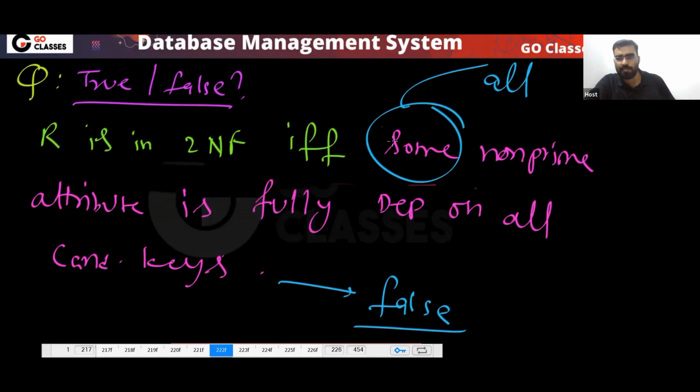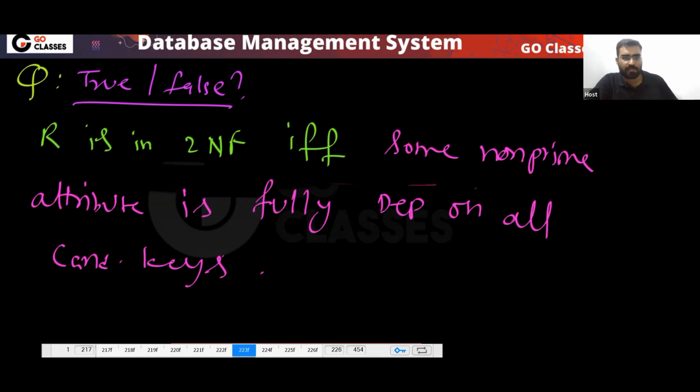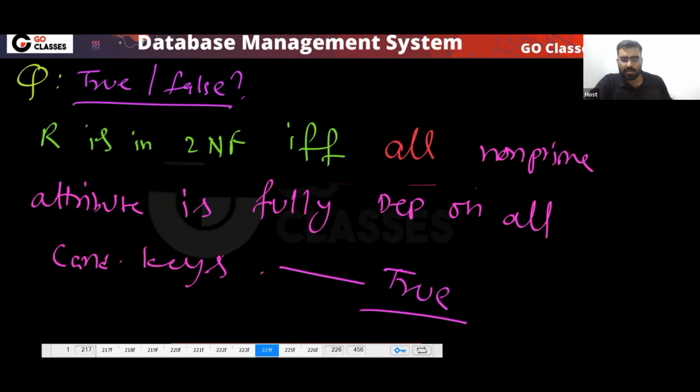This is the problem. Is this clear to everyone? Please tell me. So this statement is false because this must be all. All non-prime attributes must be fully dependent on all keys. Is this clear? This is the definition of 2NF. Now the next statement. I am changing it to all here. Now tell me, is this true? Yes, true. So this is true now.